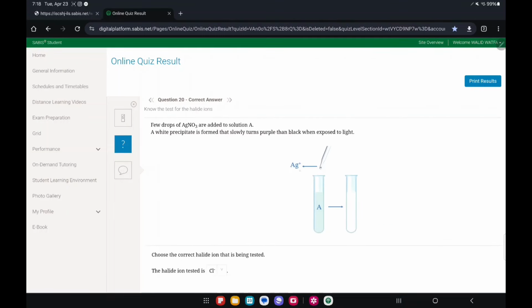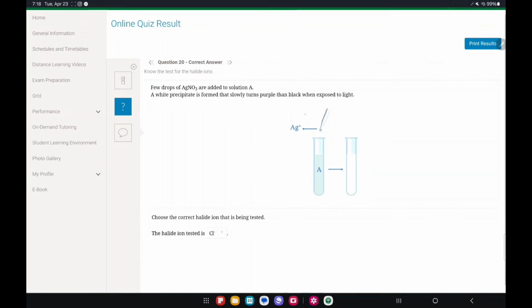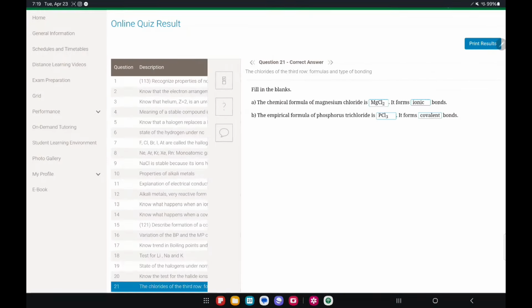Question 20. They added AgNO3 and it formed a white precipitate. If it's a white precipitate, remember it's chloride. If it's yellow, it's I minus, and if it's creamy, then it's Br minus.